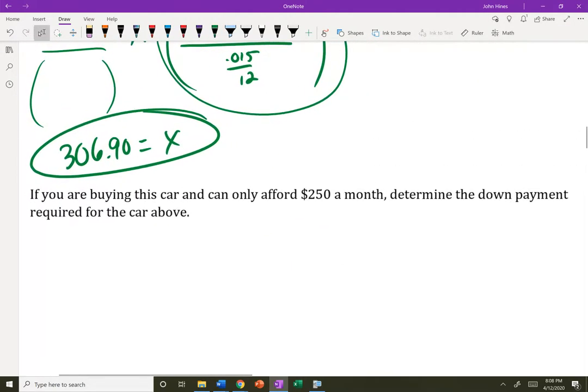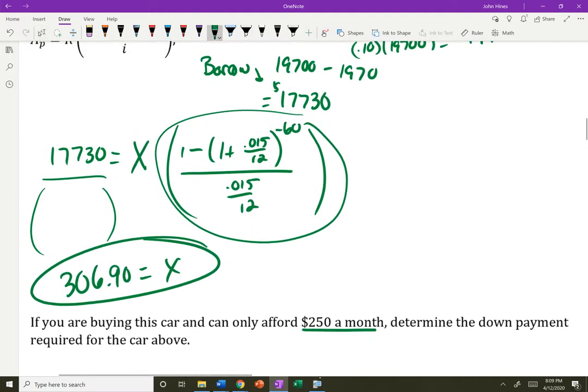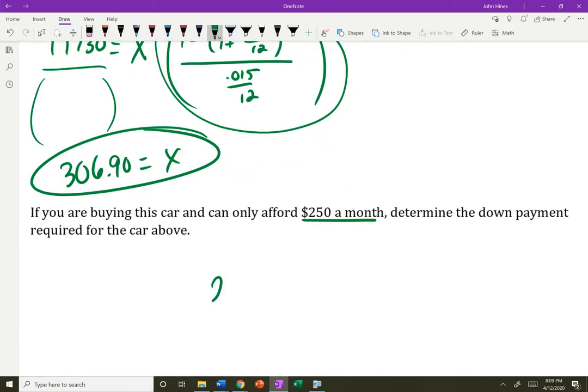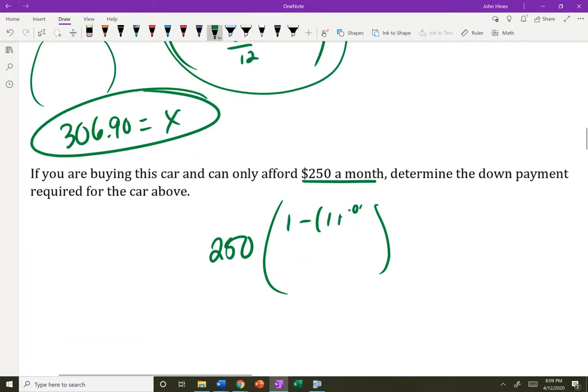If you're buying this car, but I can't afford $306 a month. I can only afford $250 a month. What's the down payment required for this car? So they're telling me X this time. So let's plug that in. They're telling me X. I'm not changing anything in here like interest rates or stuff like that. I'm not doing any of that nonsense.